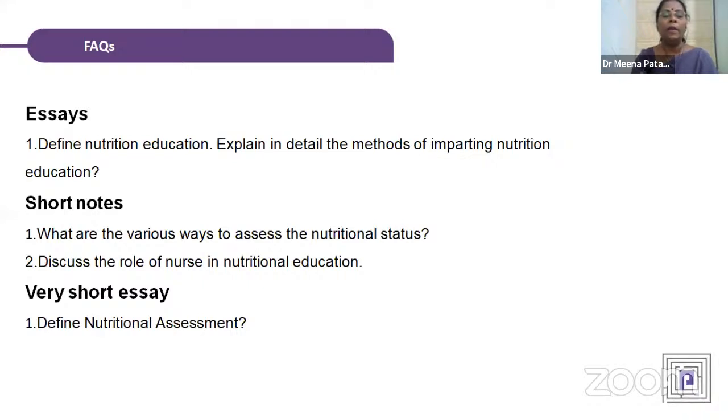A very short essay: define nutritional assessment. You not only define what is meant by nutrition assessment, but you also have to give what are the methods. Only then your answer becomes complete.